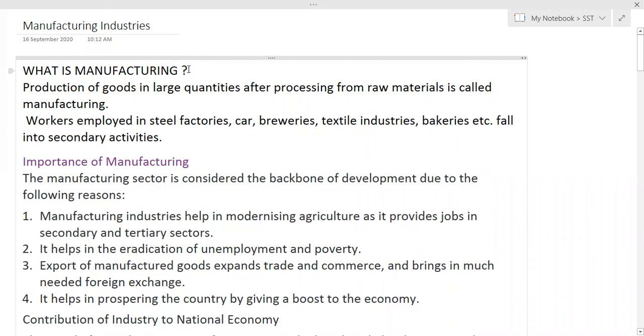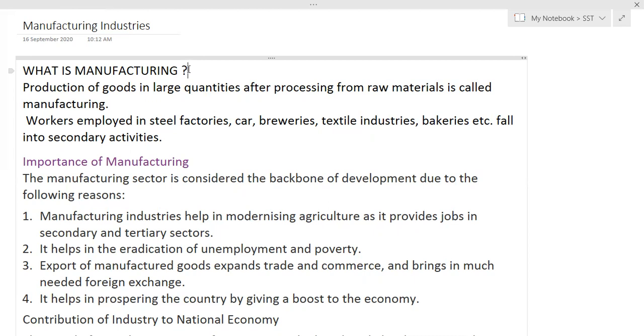First of all, what is manufacturing? Manufacturing means production of goods in large quantities after processing from raw material. So extraction of raw material and making it much better. Processing raw material and making it much better to use is called manufacturing. Workers employed in steel factories, cars, breweries, textile industries, bakeries, etc. fall into secondary activities. Okay, so these are all who work.